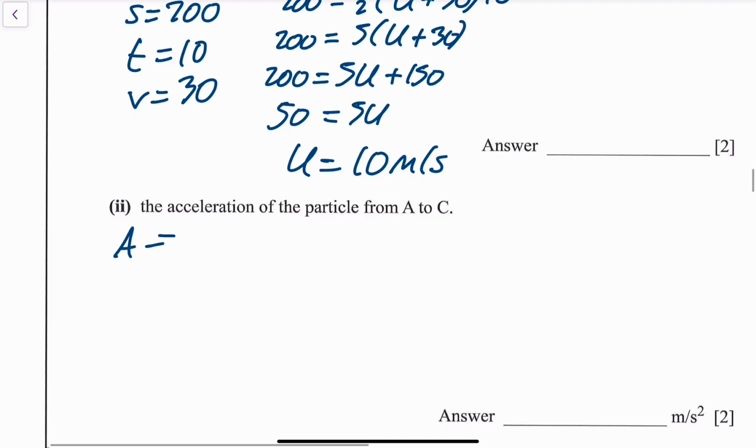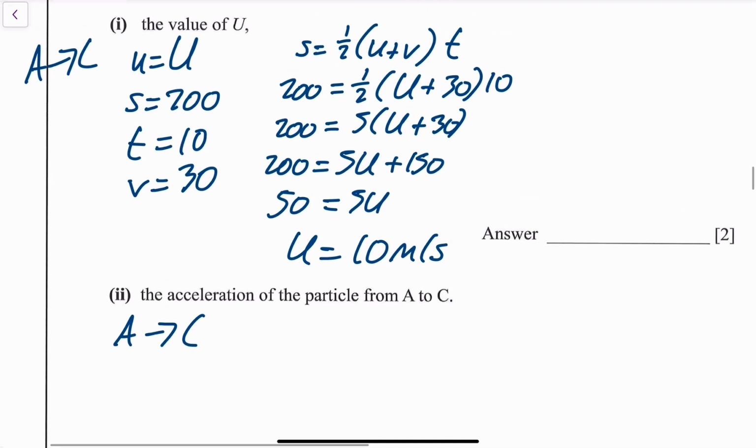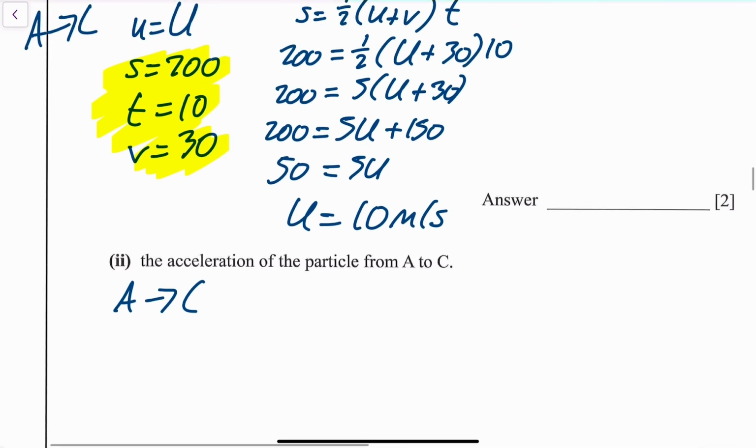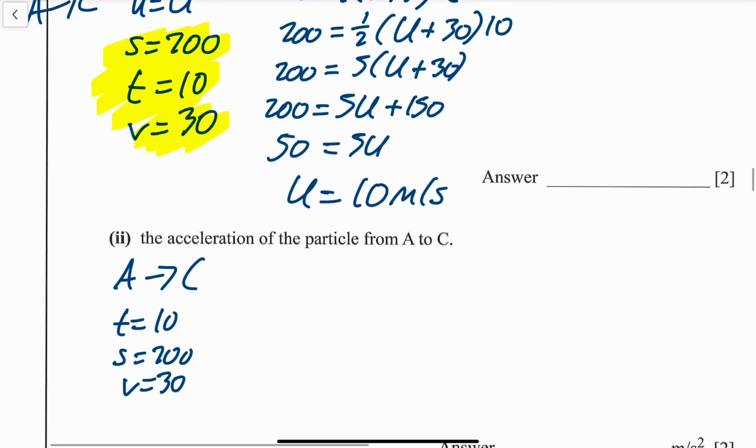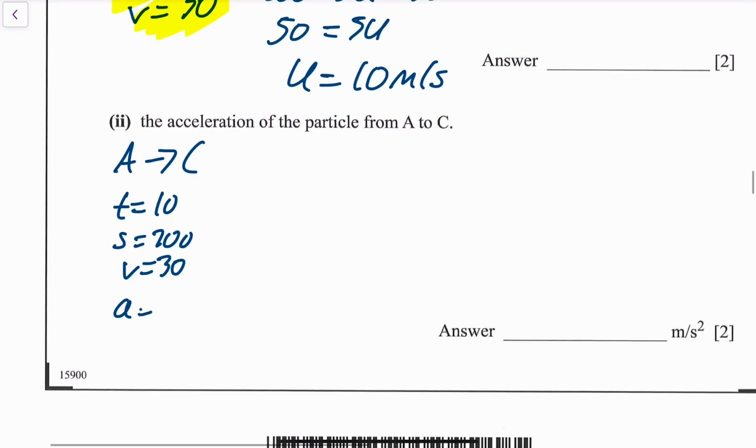So again, from A to C. Now what you could do is you could use the initial values to find the value of A. So you could use that. You've got your T is equal to 10, your S is equal to 200, your V is equal to 30, and you're wanting to find your A. This is one of the formulas that's not given to you, but this is the reason I like it. So S is equal to VT minus a half AT squared. That's not given to you, but I think it's a good one to know. I'll show you in a wee second.